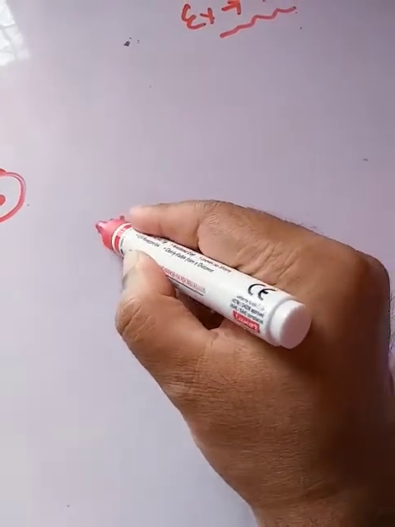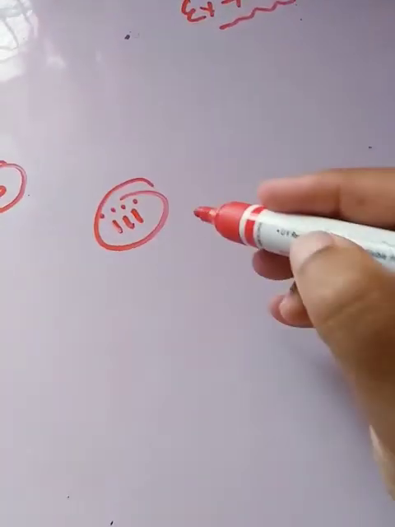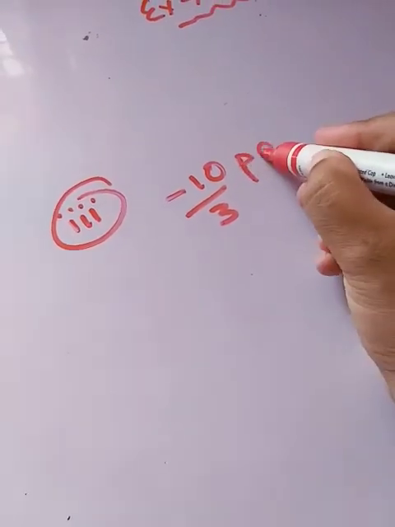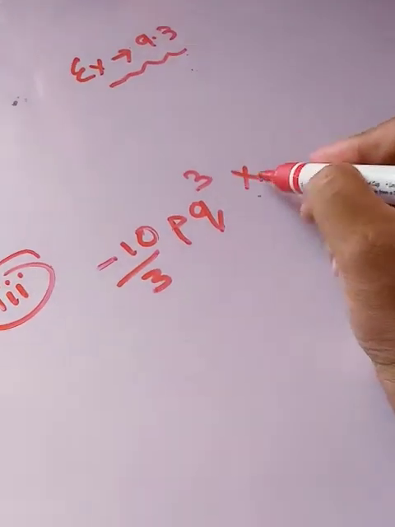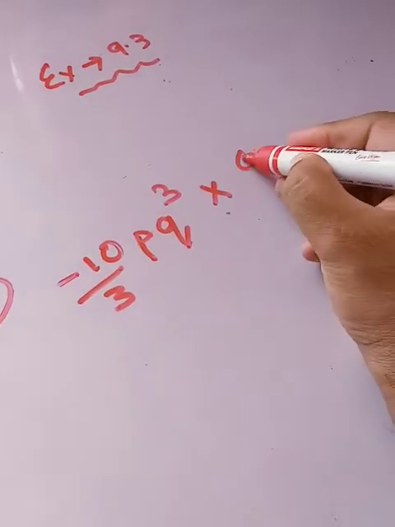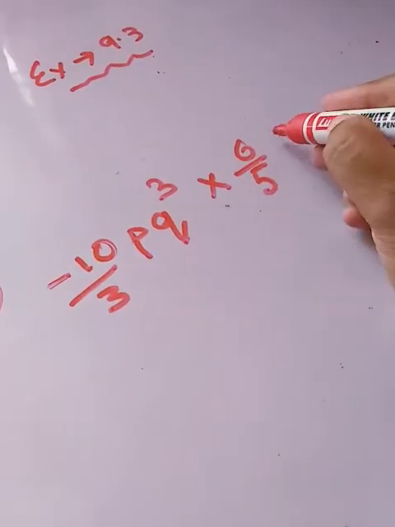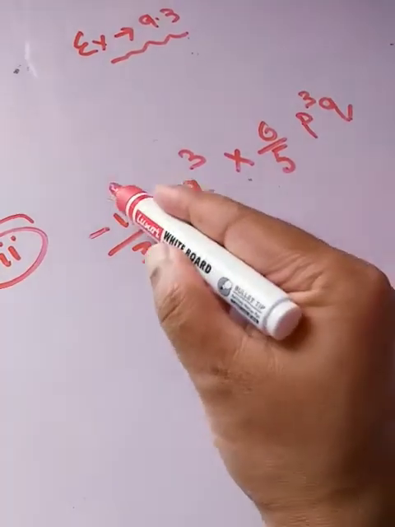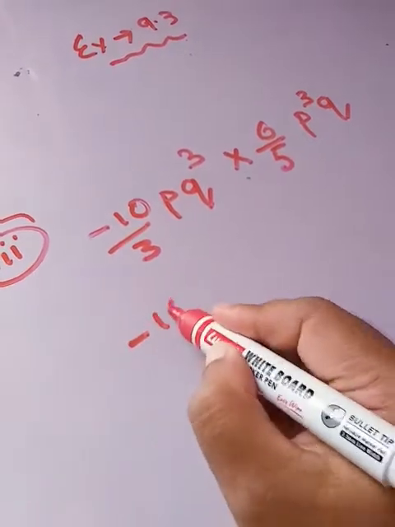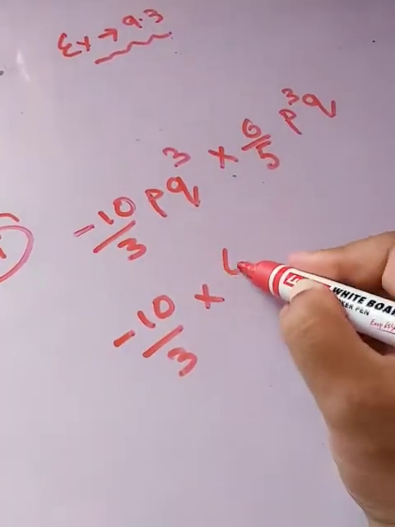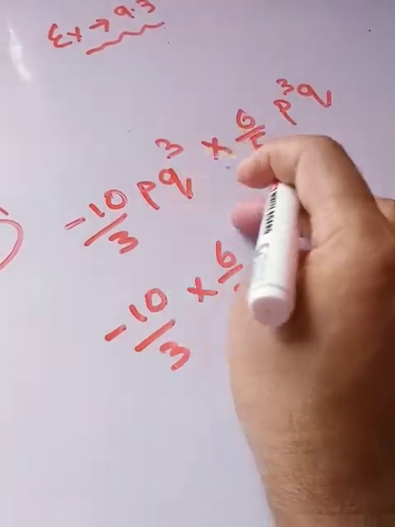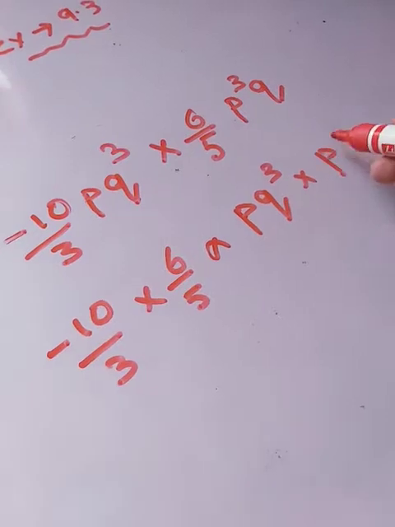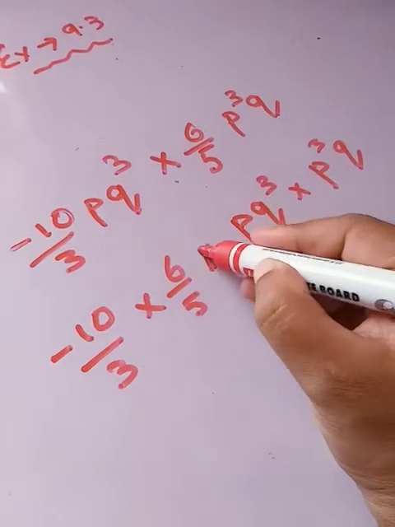Sum number 3 would be minus 10 by 3 p q cube into 6 upon 5 p cube q. Now what do we have to do first? Yes, we have to bring the fractions together, that is 10 by 3 into 6 upon 5. And we have to bring those variables together like this. It's very easy, students. This is the into sign.